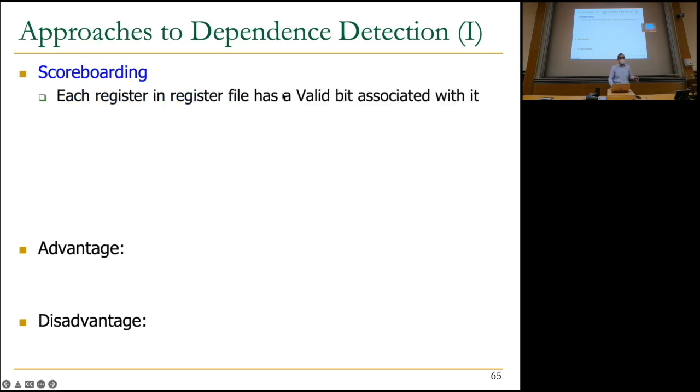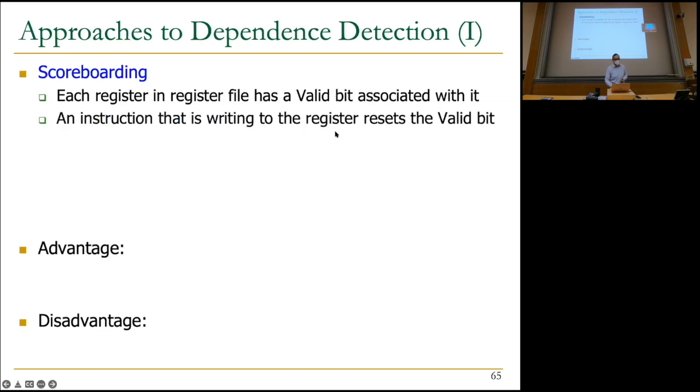Each register in the register file has a valid bit associated with it, a scoreboard. You can think of it that way. An instruction that's going to write to the register file at some point in time resets the valid bit. For example, when you're decoding an instruction that's going to write to register 8, it says the valid bit of register 8 is 0 because I'm going to change the value. This value should not be read by any instruction until I reset the valid bit to 1, meaning I actually write the value. Hopefully that makes sense, right? This is a scoreboard. You're synchronizing between instructions.